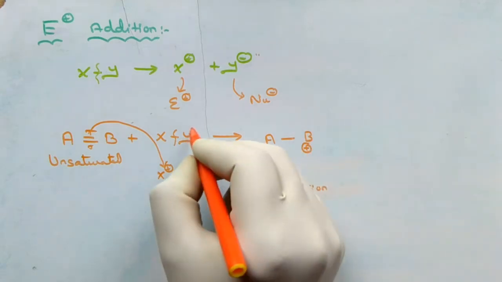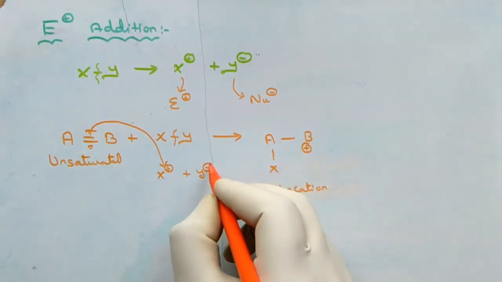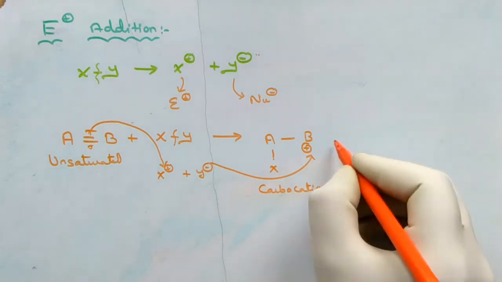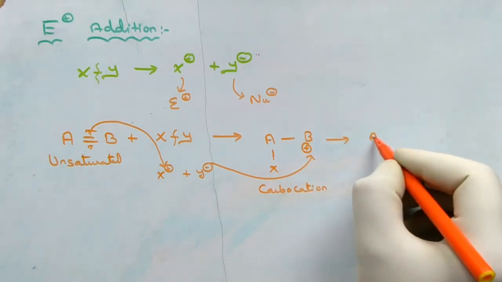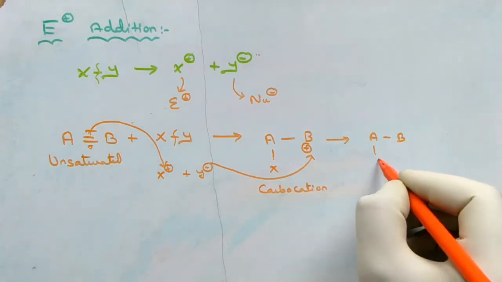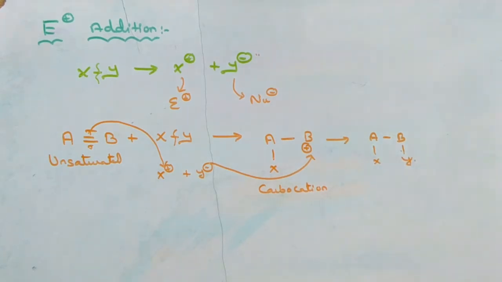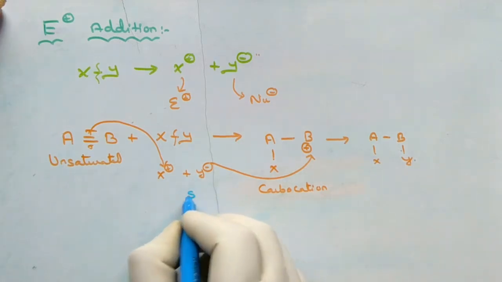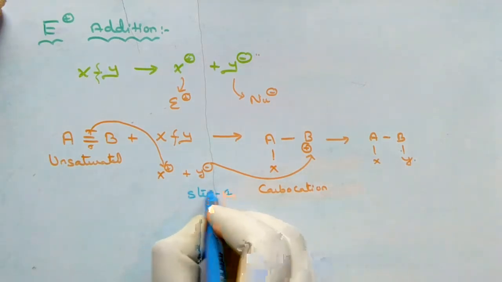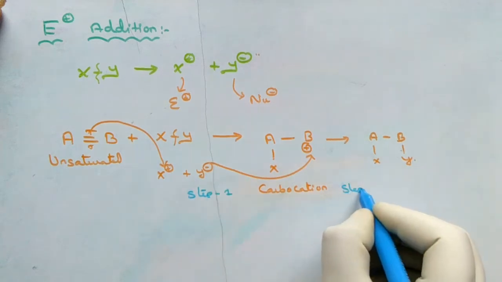Then again Y minus will attack the carbocation because it has the bonding pair of electrons with it. So we will get a product like this. This is a neutral product. Okay. So electrophilic addition has two steps. This is step 1 and this is step 2.